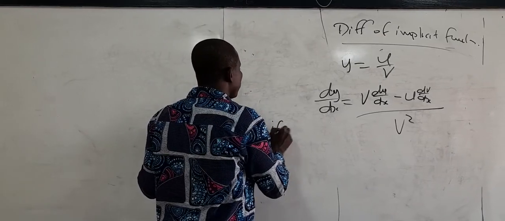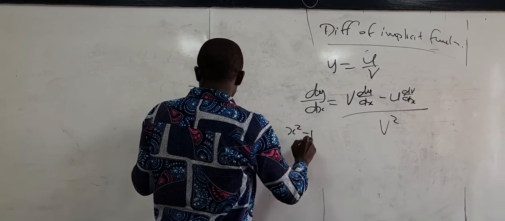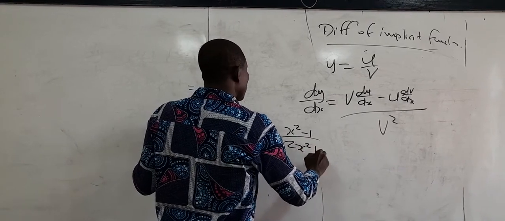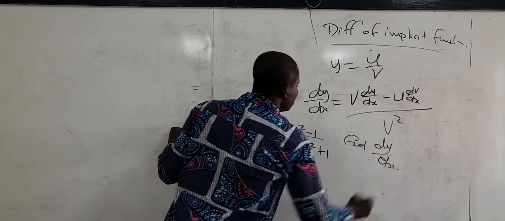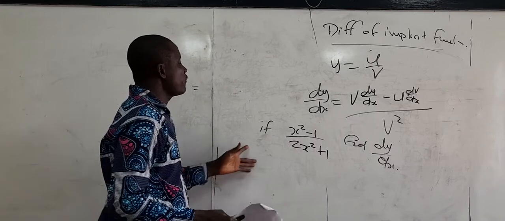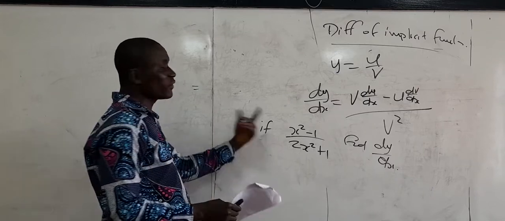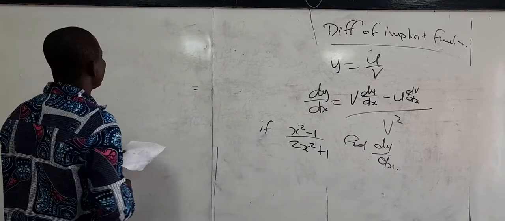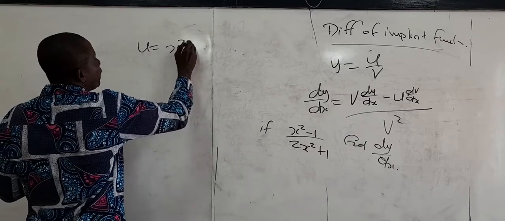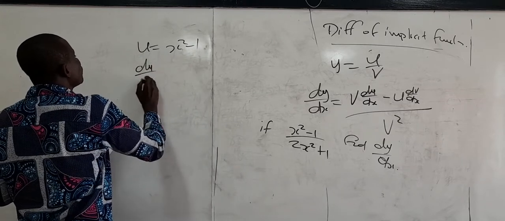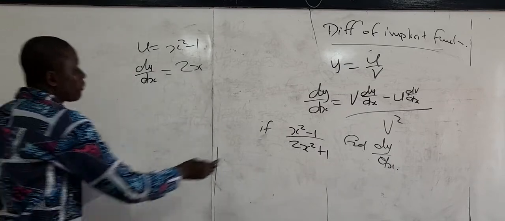So if we have, I'm using this again, x squared minus 1 all over 2x squared plus 1, find dy/dx. I'm repeating. It means differentiate this. So per our formula and our narration, what are we having? U is equal to x squared minus 1, so du/dx will be equal to 2x, right? Then our v is the one on the bottom.